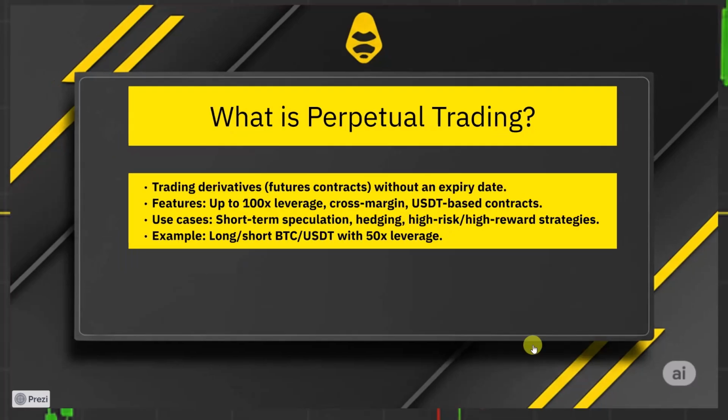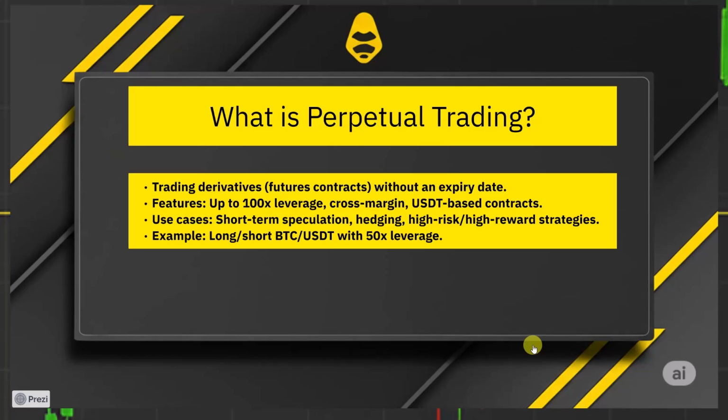Alright, so what is perpetual trading? Perpetual trading is basically using futures contracts without any expiration dates. What is a futures contract? We'll talk about that. You're not actually buying and selling the actual coin; you're betting on the direction against someone else. You can leverage up to 100x.